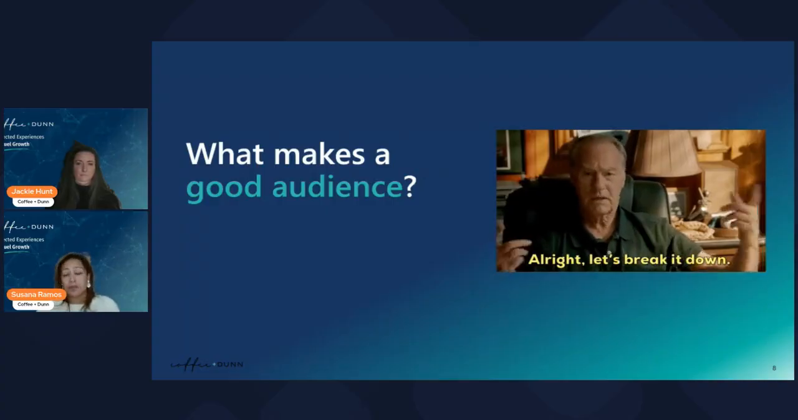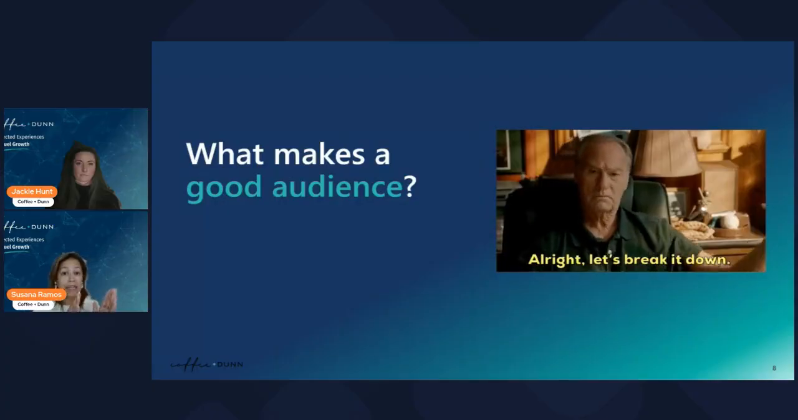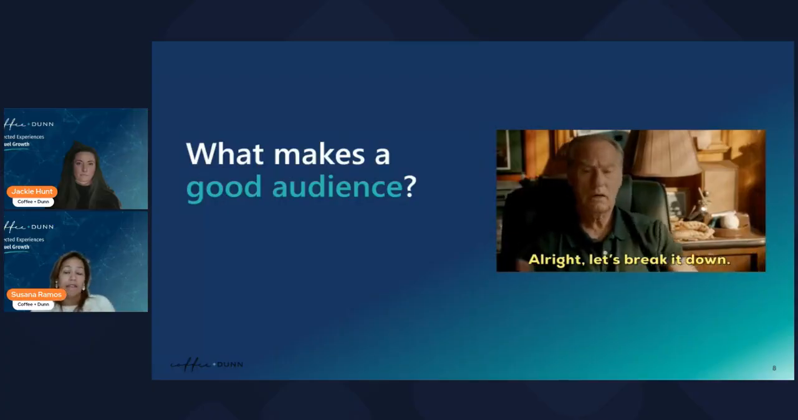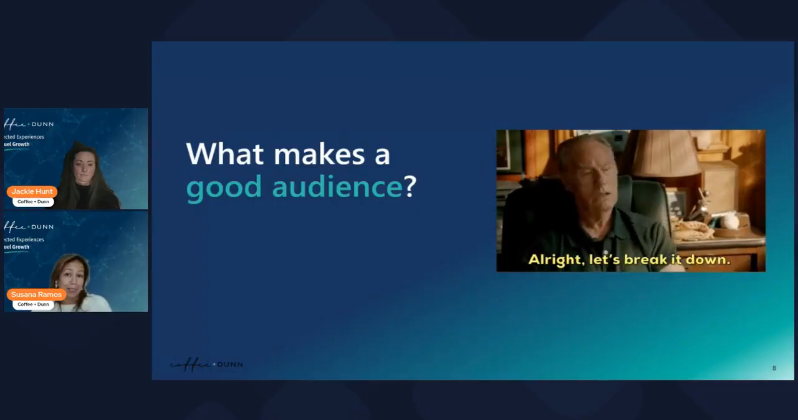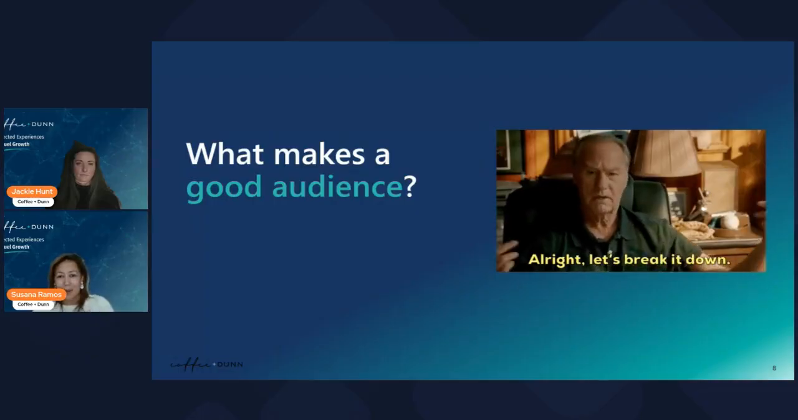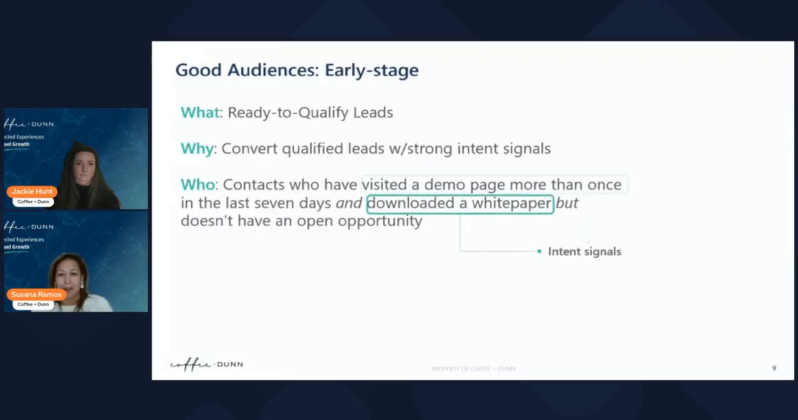And so I want to show you some audiences here at each stage of the journey, just some examples. We'll talk about the goal behind them and an example of what that audience would look like, with some highlights on where we're seeing really great audience points. So the first one is around early stage. In this case, we're thinking of ready-to-qualify leads, right?